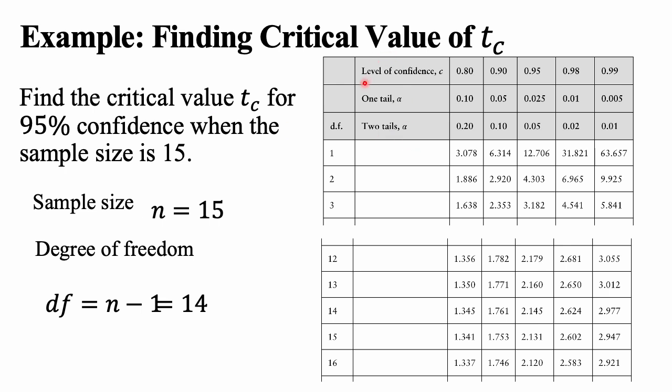Here is a table. Here is the level of confidence c. We're going to use DF, degrees of freedom. Sample size of 15, degrees of freedom is 14, guys, 14. Now, you have a level of confidence of 95%, that's 0.95. In this row, you will find Tc is 2.145. Remember that. Degrees of freedom first, and confidence level, then you can find the critical value.